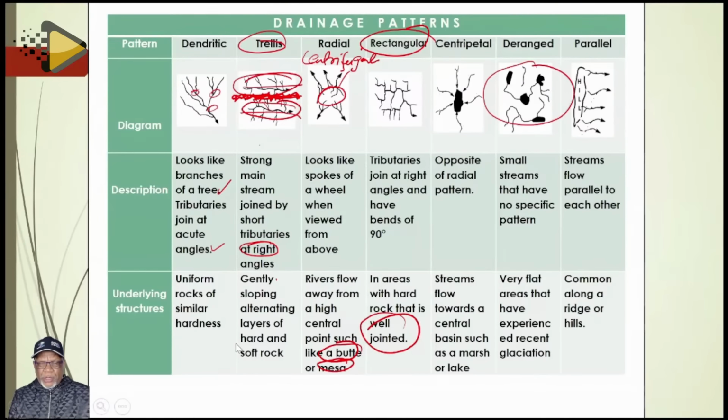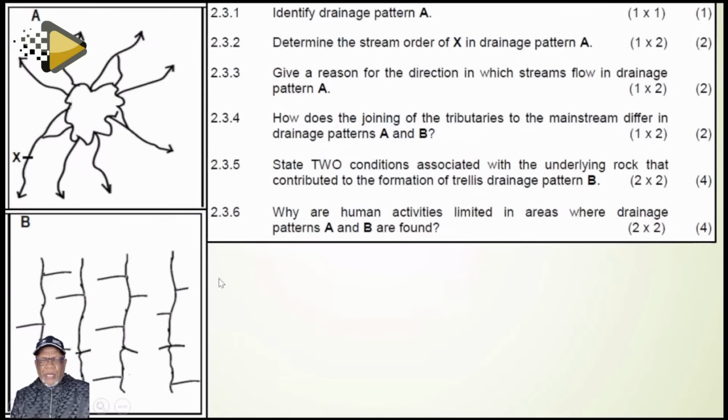Let's move on with our patterns. Now, here are the activities on patterns. Identify drainage pattern A. This one looks like a radial pattern. You see the streams are radiating away. Determine the stream order of X in drainage pattern A. So what are you looking at here? You say this is stream order 1 and stream order 1. They are going to make stream order 2. So the stream order there is stream order 2.